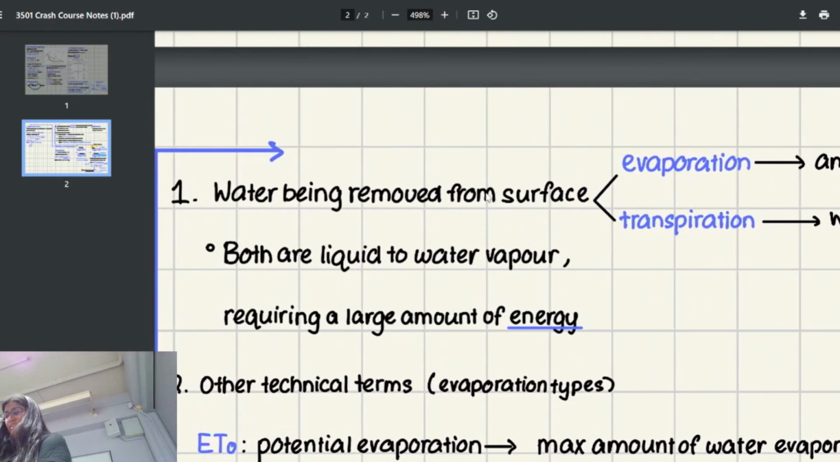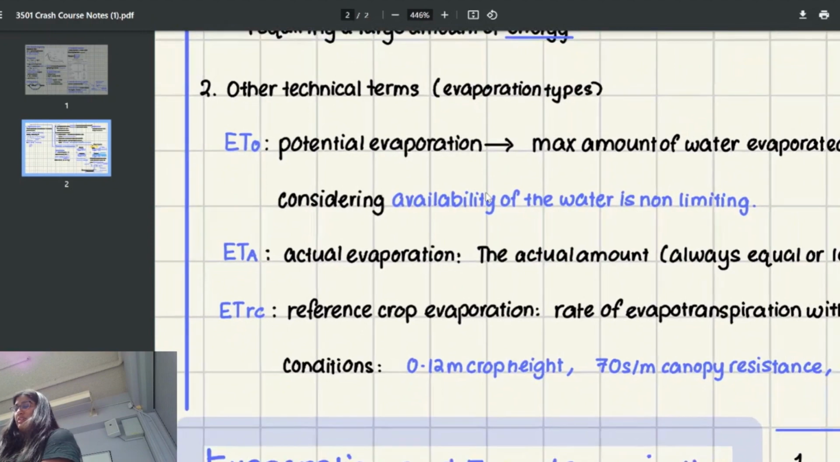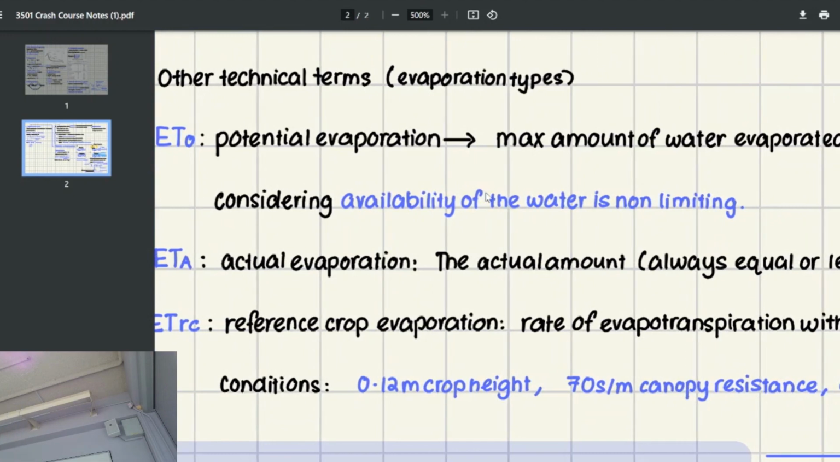Great. All right. So there are other technical terms or evaporation types that will be thrown around during this course, and they're quite important for when you need to do evaporation calculations. Basically, you can't measure the entire area of, for example, Sydney, or even Australia. So what we do is estimate using a certain area, and we use these terms to help us. Firstly, ETO is the potential evaporation, which is the maximum amount of water evaporation, considering that the availability of water is non-limiting.